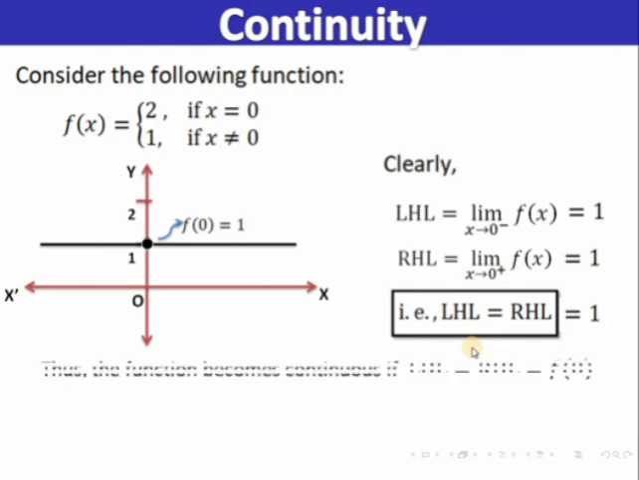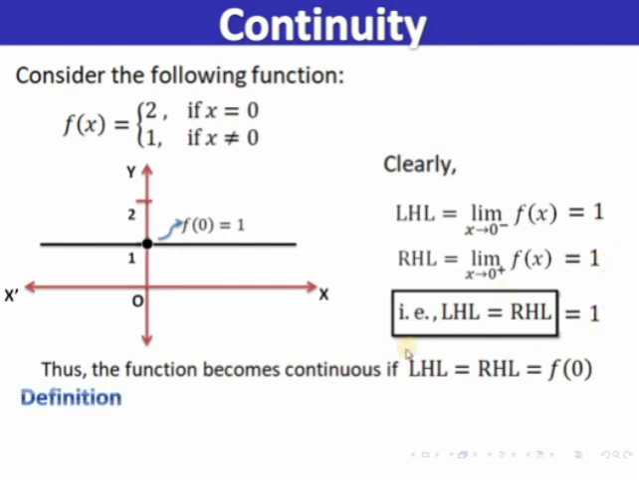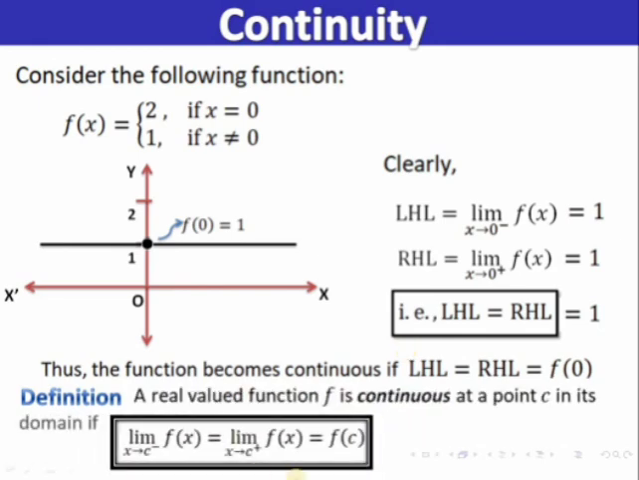So basically what is happening here? We are seeing that the function becomes continuous if left hand limit and right hand limit both are equal. That's obvious. And on top of that, it has to be equal to the function value, that is f of 0, and all of them are equal to 1, isn't it? So that's why your definition for continuity of a function says a real valued function f is continuous at a point C in its domain if left hand limit is equal to right hand limit and they are going to be equal to the functional value.